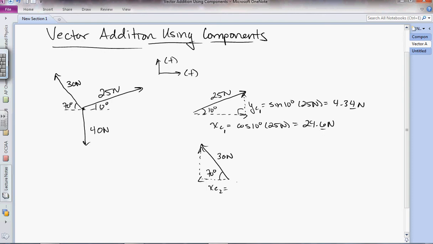Now because it is pointing to the left, we have to make sure that we make it negative, since right is positive, so I'm going to put a negative in here for that reason. So negative cosine of 70 degrees times 30 newtons, which would give us negative 10.3 newtons. And for the y component, the second y component, that will be the sine of 70 degrees times 30 newtons. And so this will be 28.2 newtons. This is positive because the y component is pointing up.